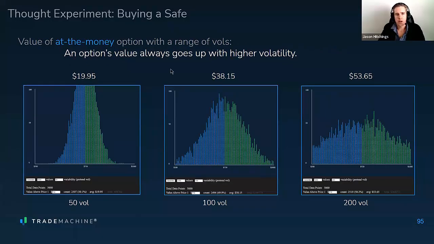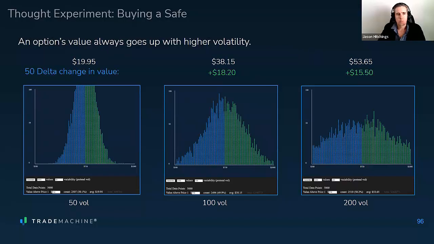So anytime you have more volatility of the thing you're tracking, the underlying, which is typically a stock or an ETF in what we're talking about, the value of that option is going to go up because you can just capture more potential value. So this is the change that we're seeing. We're seeing it go up by $18 and go up by $15 as we increase that volatility assumption.